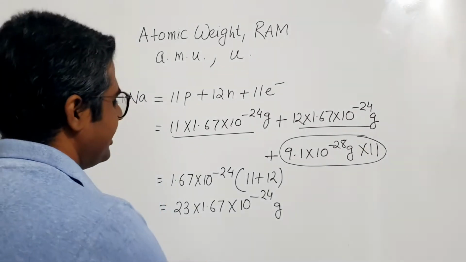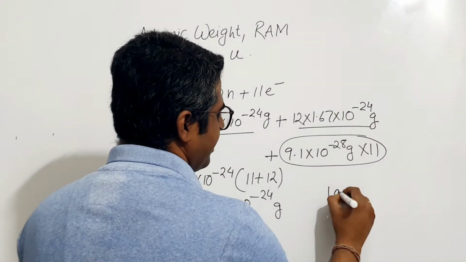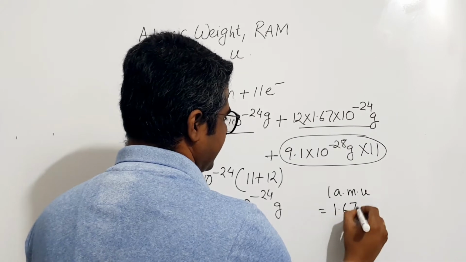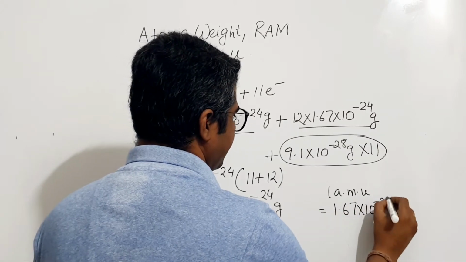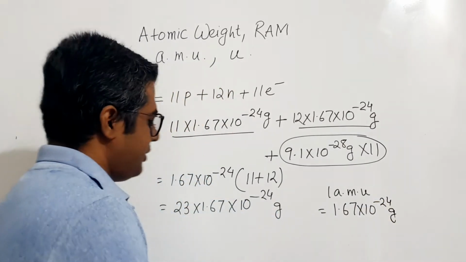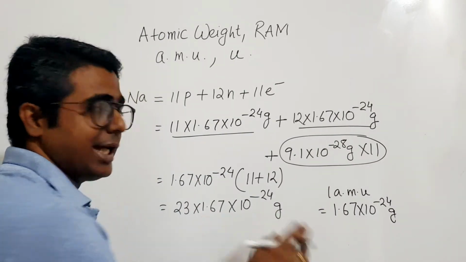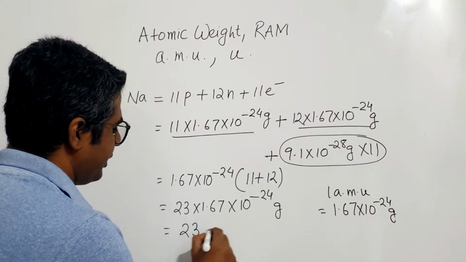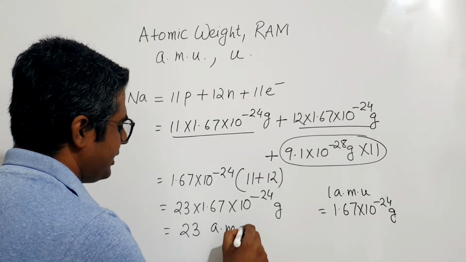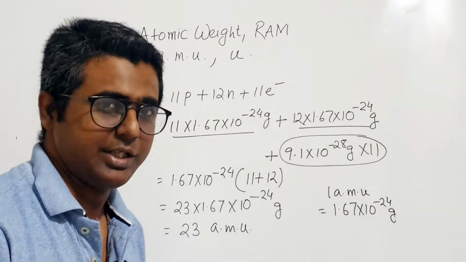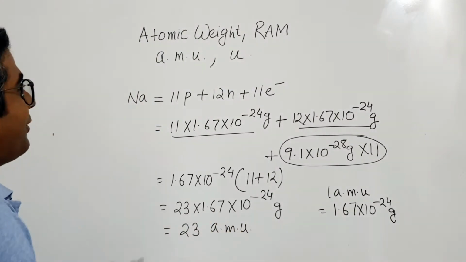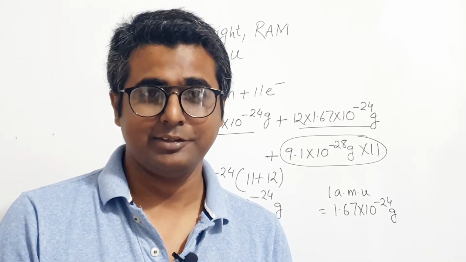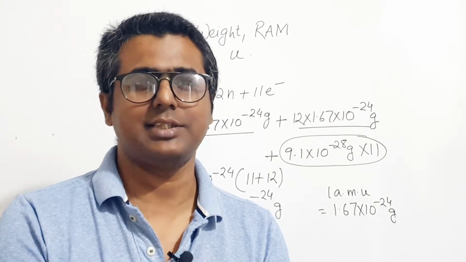So, what we did is, we defined 1 AMU as 1.67 into 10 to the power minus 24 gram. So, this part can be written as 1 AMU. That is why the mass of sodium can be written as 23 AMU. So, this is the atomic mass or the atomic weight of sodium, 23 AMU. Clear? Atomic weight of sodium is 23 AMU.